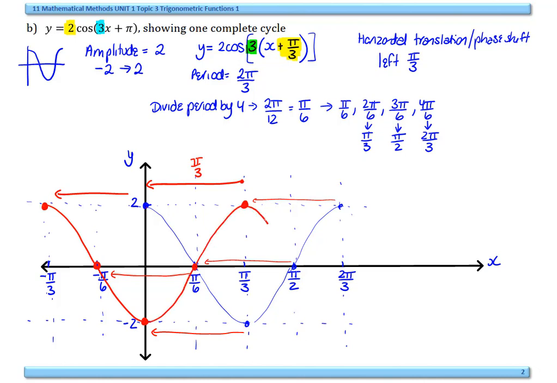Again, it said just showing one complete cycle, so I don't have to keep going. I could if I wanted to. I would just have to keep following that pattern. If this said to go up to pi or 2 pi, we would just keep going and follow the pattern. So my red curve is y equals 2 cos(3x + pi).